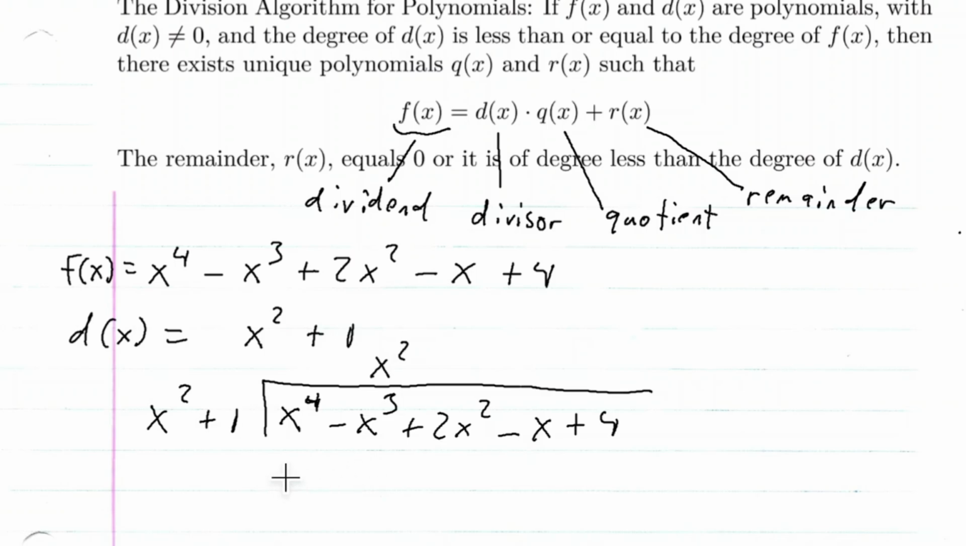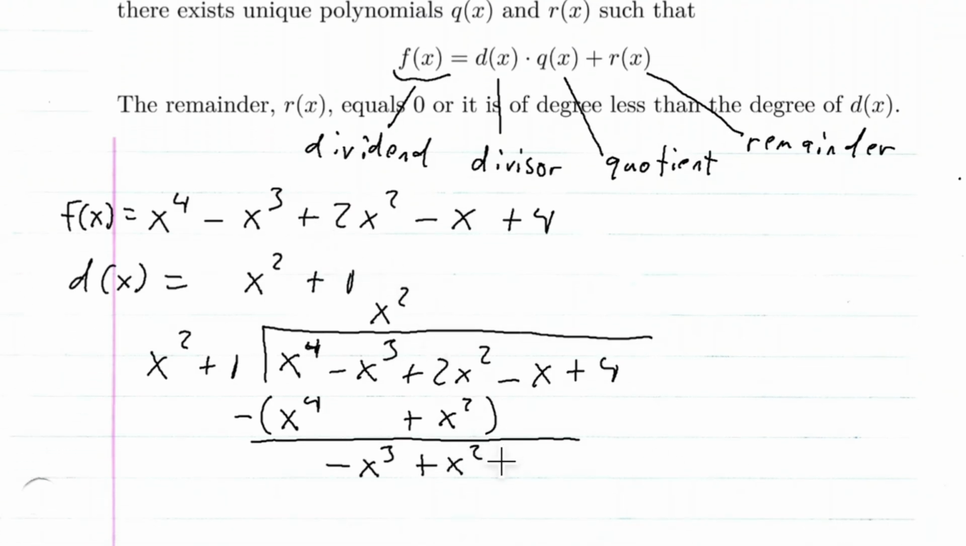So let's go ahead and put plus x squared here. And we're going to have x to the fourth here. And remember, we subtract here. So x to the fourth minus x to the fourth is 0. We're going to have this negative x cubed. And then 2x squared minus x squared will be x squared. And then we have that minus x, right?